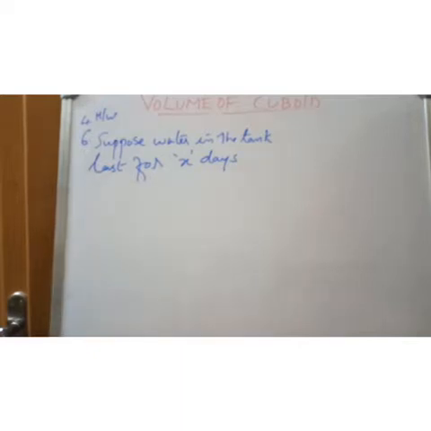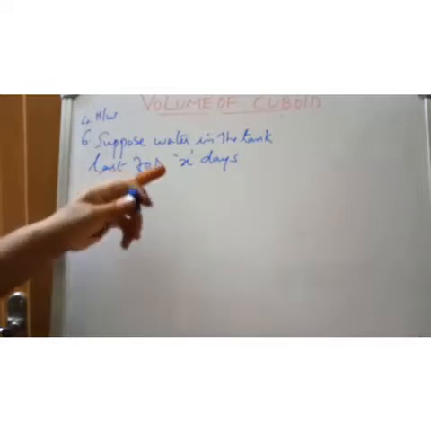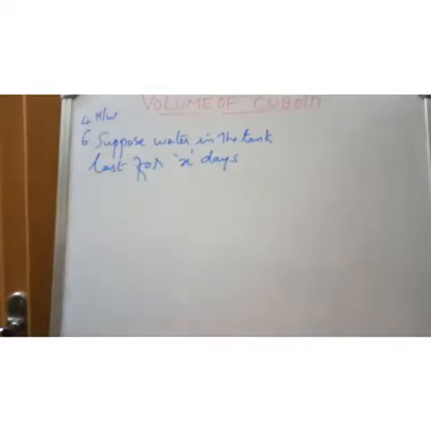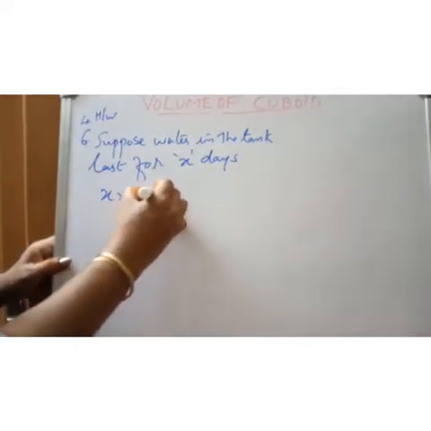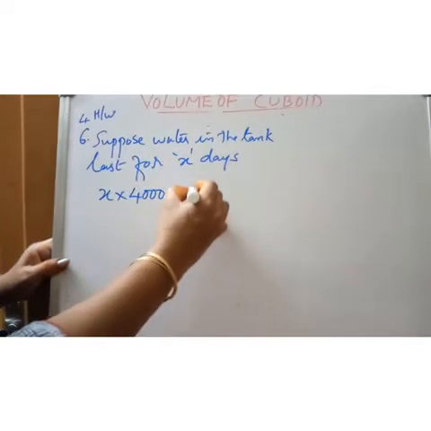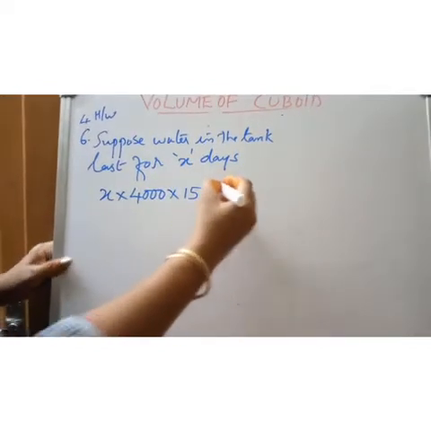So, they are given that 4,000 people, each one requires 150 liters. And the length, breadth and height of the tank is given. They ask you to find out for this water in this tank, how many days it lasts. Suppose water lasts in the tank for x days. Then by given data you can write x days into 4,000 people into 150 liters. That is same as volume of the tank.